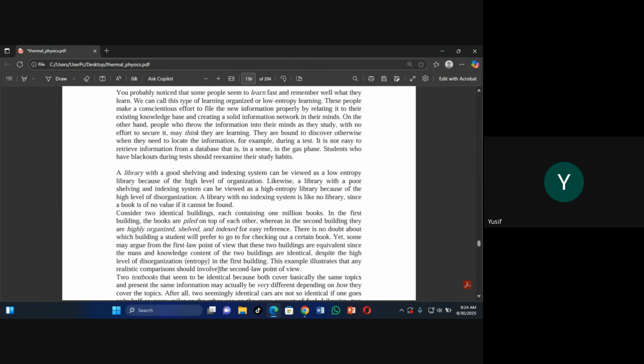Okay. There is no doubt about which building a student will prefer to go to for checking out a certain book. Yes, some may argue from the first law point of view that these two buildings are equivalent since the mass and knowledge content of the two buildings are identical, despite the high level of disorganization, that's entropy in the first building. This example illustrates that any realistic comparison should involve the second law point of view.